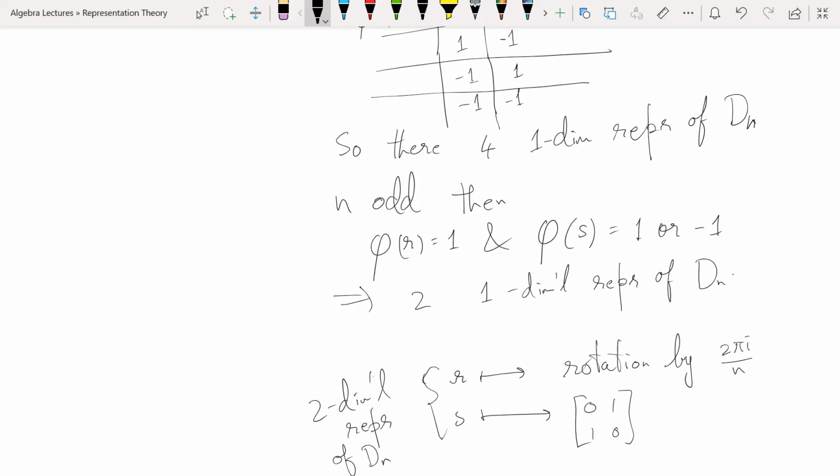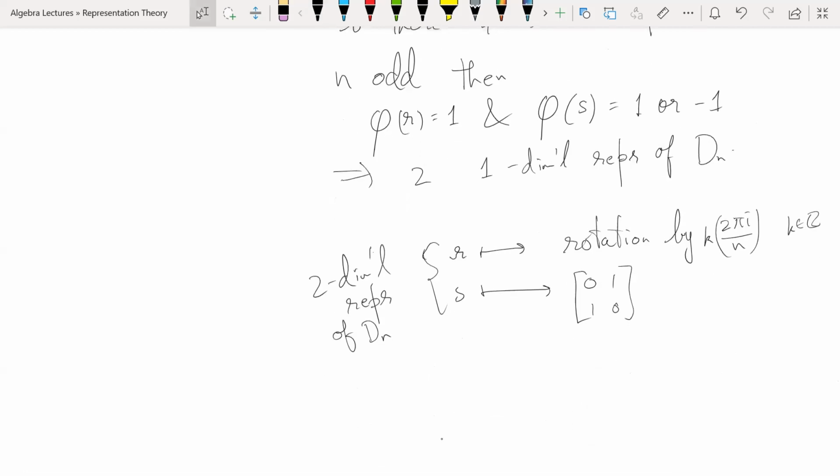So maybe rotation by some power of this, some multiple of this. Let's say k is some integer. In fact, you can take k to be between 0 and n minus 1, if you like, because after rotating by n it will be one of these things.